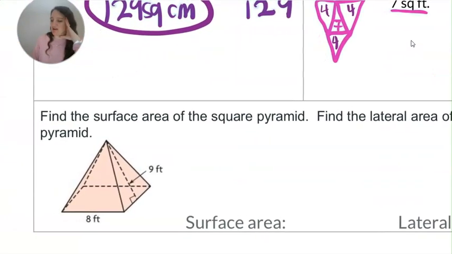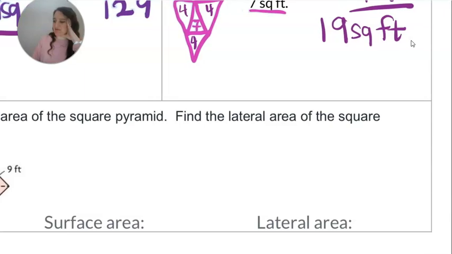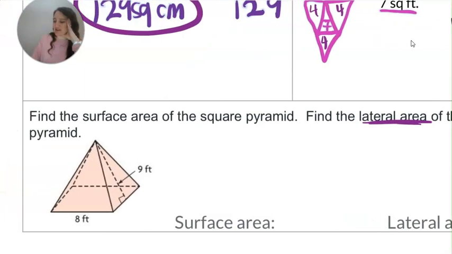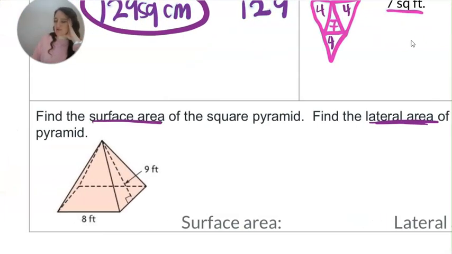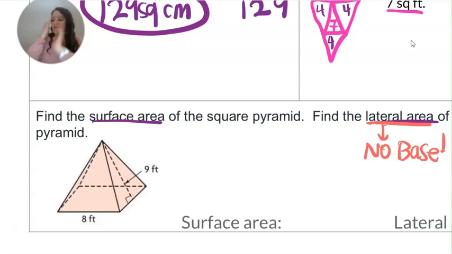Boom. Okay, find the surface area of the square pyramid. Find the lateral area. So we're going to find the surface area. We're also going to find the lateral area. Okay, we're going to remember that lateral means no base. Awesome.